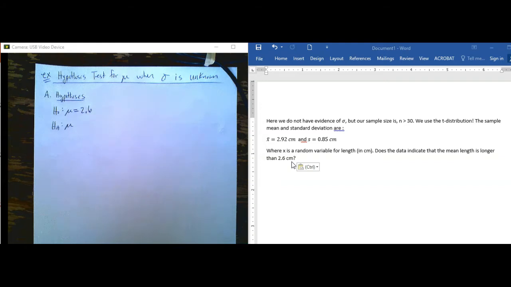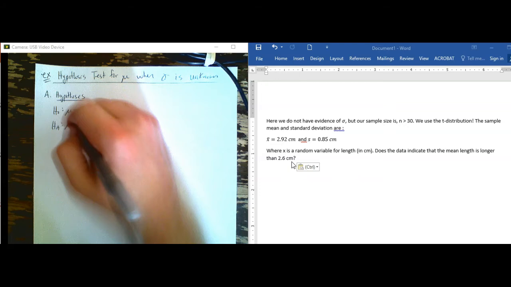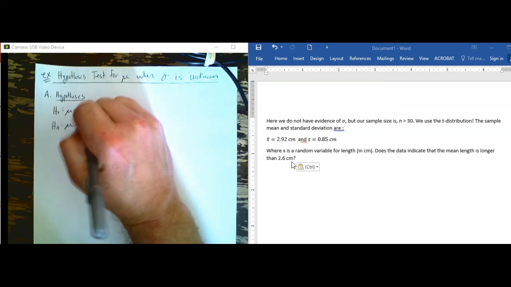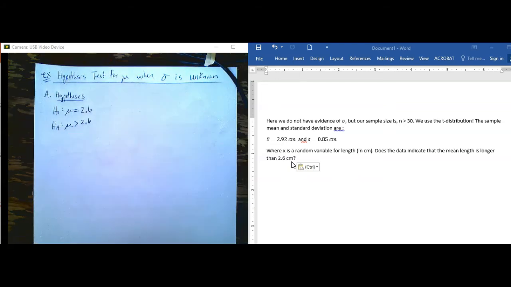Alternative hypothesis also comes from that statement. Does the data indicate that the mean length is longer than? So we want to test to see if it's bigger than 2.6. You can see here that the sample mean, x bar, is bigger than 2.6, but is it significantly bigger? Is there evidence to support the claim that from just this one sample we have larger arrowheads?